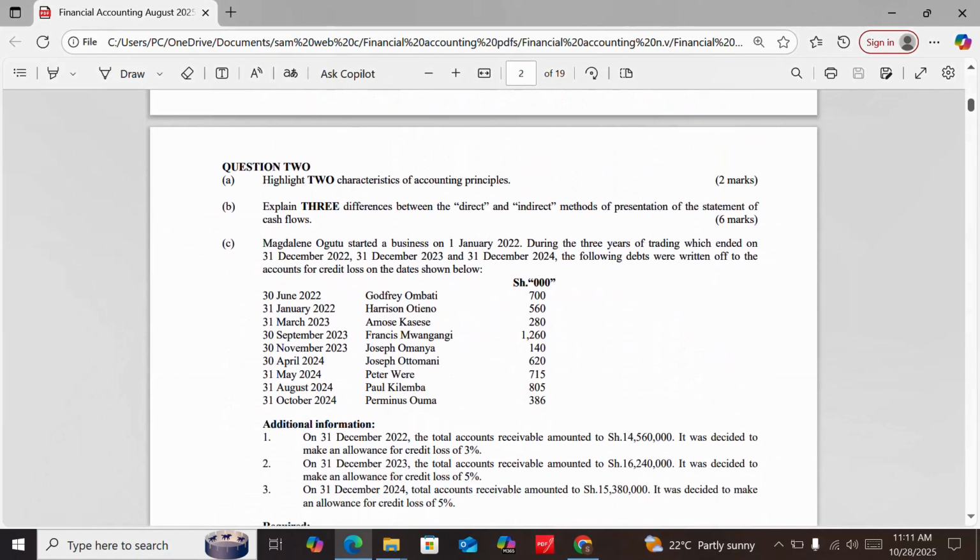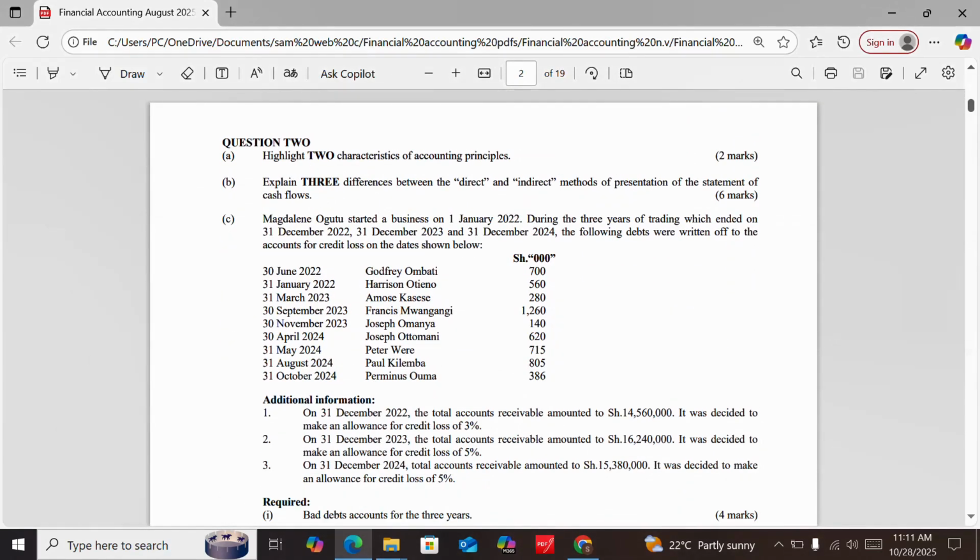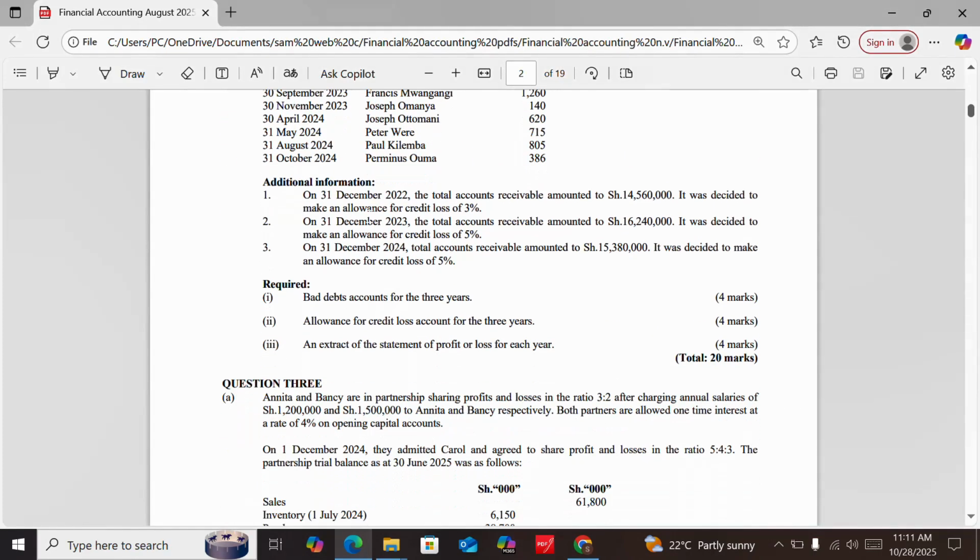Then we have question 2. A, highlight two characteristics of accounting principles. B, explain three differences between the direct and indirect methods of presentation of the statement of cash flows. C, required bad debts account for the 3 years, allowance for creditors account for the 3 years, and an extract of the statement of profit or loss for each year.